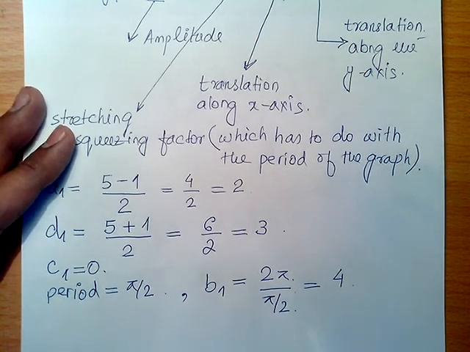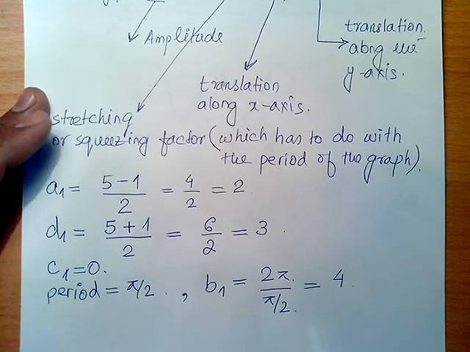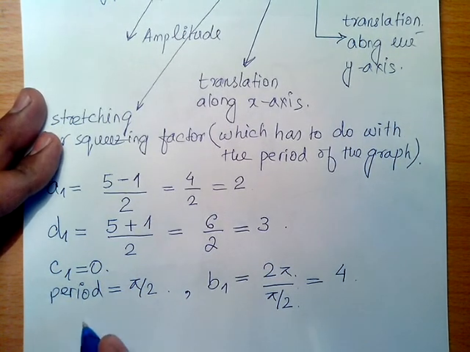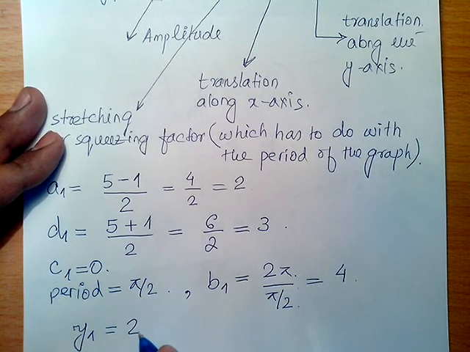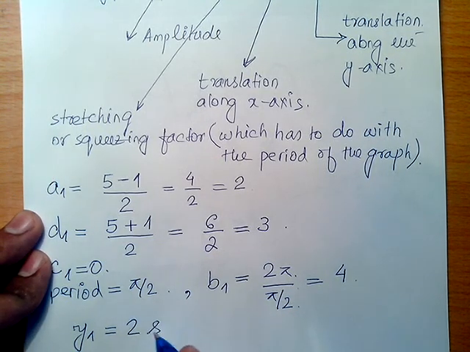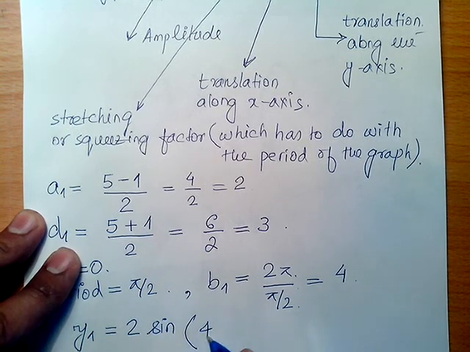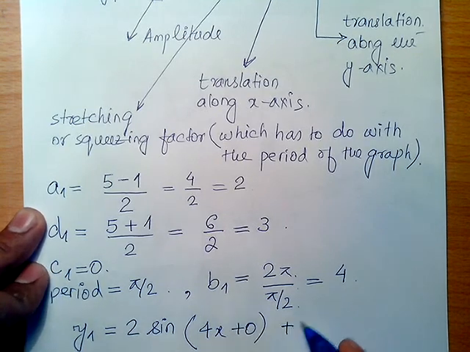So we got b1, we got c1, we got a1, and we got d1. If we plug in here, we see that y1 is 2 sine of (4x plus 0) plus 3.